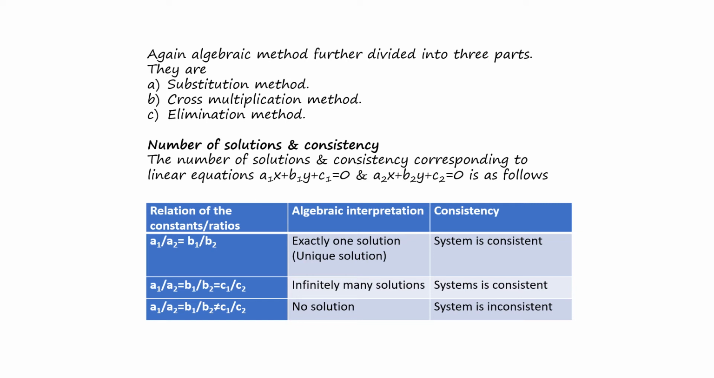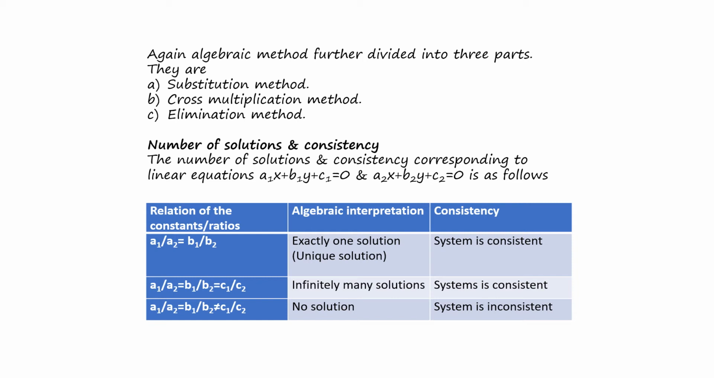Let's find the ratios or the relation between the constants. The table says if a1 by a2 equals b1 by b2, that means the pair of linear equations has exactly one solution or unique solution, and the system is consistent. If a1 by a2 equals b1 by b2 equals c1 by c2, then the pair of linear equations has infinitely many solutions and the system is consistent.